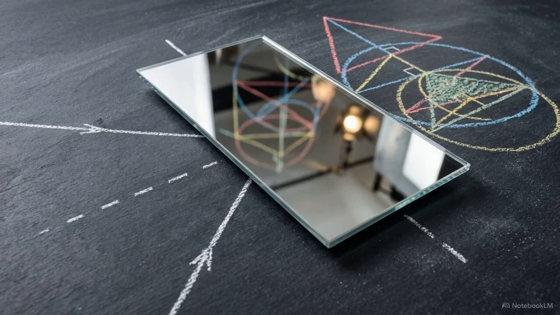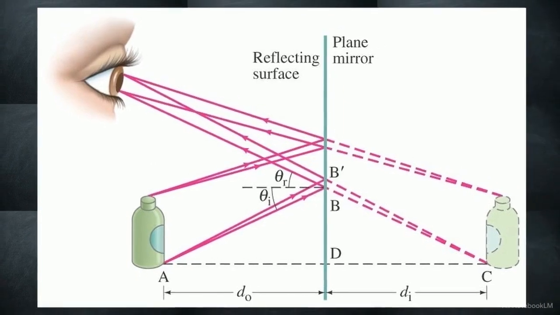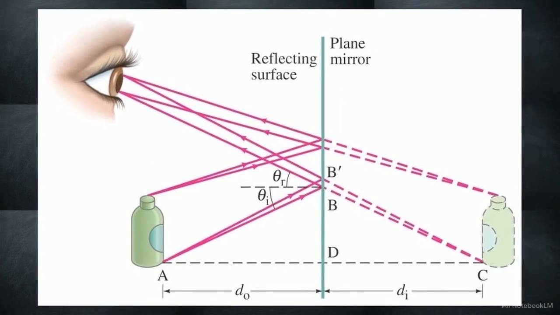images. You see this geometric calculation every time you look into a flat bathroom mirror. Here, light leaves the physical bottle, strikes the flat glass, and reflects into the eye. But the brain assumes light travels in a straight line. It extrapolates those rays backward, mapping an object that appears directly behind the glass. We call this a virtual image, an optical illusion created entirely by your visual processing.